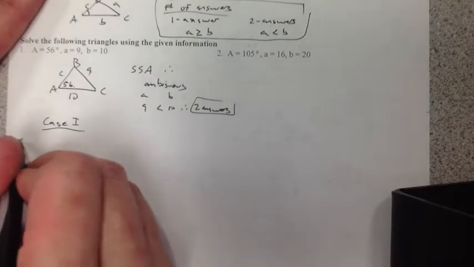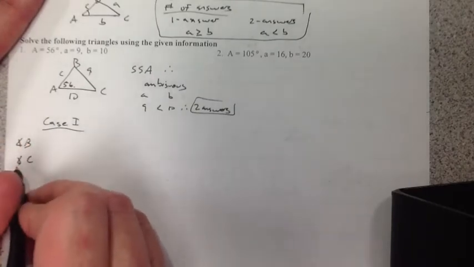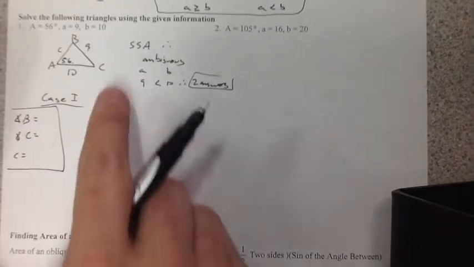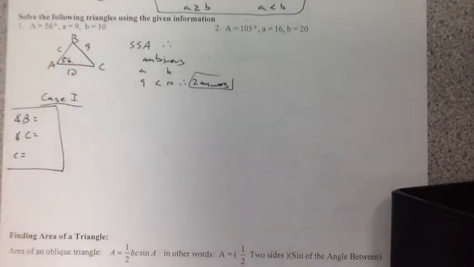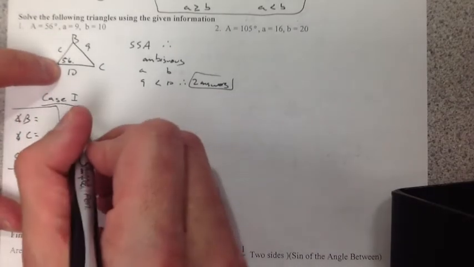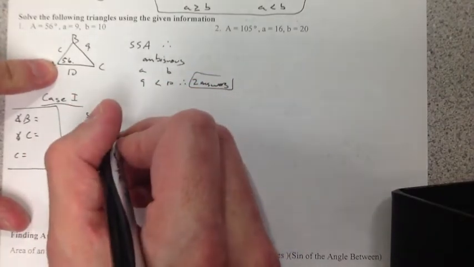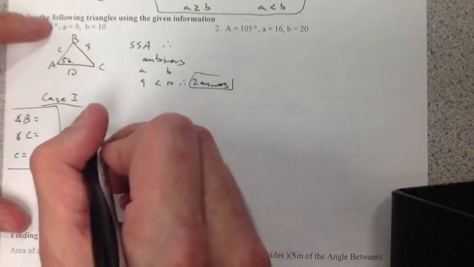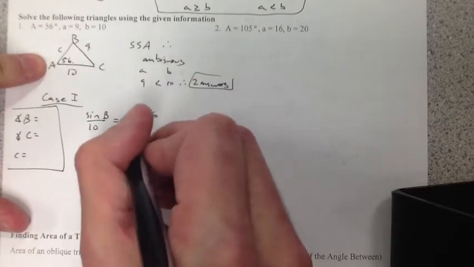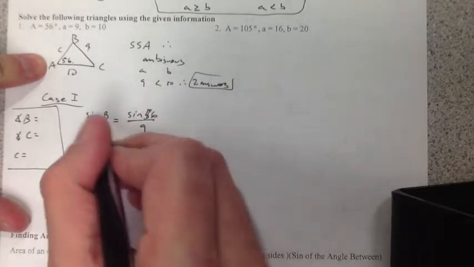Okay, find out what we need. We start the same way. We need angle B, we need angle C, and we need little c. Okay, that's what we need. Now, unlike the other one that we've done, we can't simply find one of our angles, so we have to find one of our angles first. And I think angle B is going to be the easier one to find because we know its opposite side. So using the law of sines, we take the sine of B over 10, and that's going to be equal to what we know, the sine of A, which is 56, over 9. And I'm going to cross multiply.